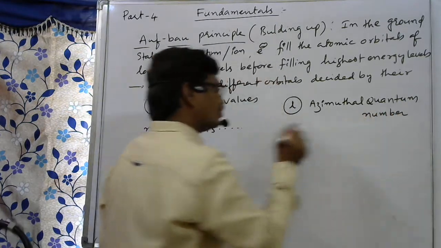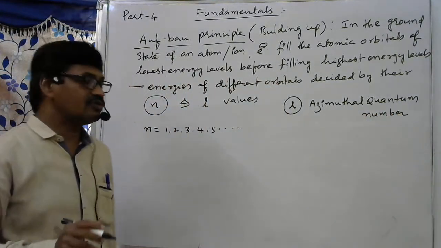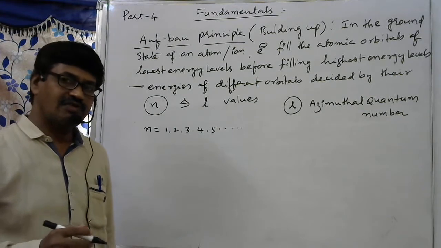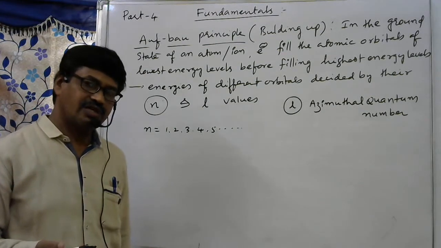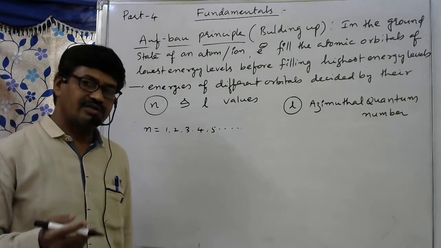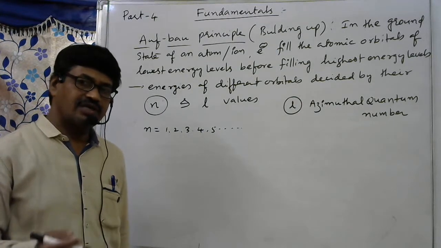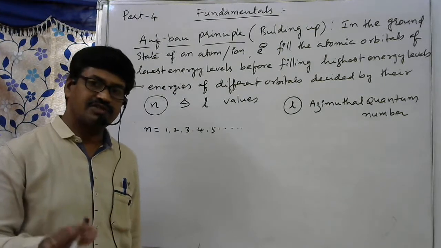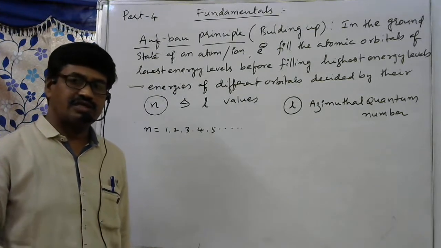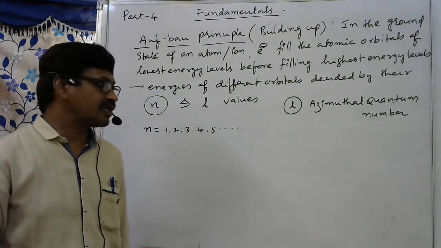For this, we have to remember the L values of different orbitals, because L values are different for different orbitals. What orbitals do we have? S orbital, P orbital, D orbital, F orbital. These four orbitals are enough for writing the electron configuration of almost all elements in our periodic table.